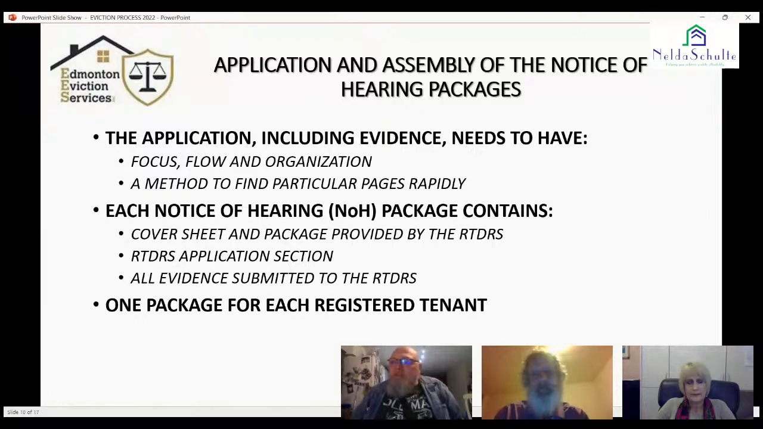So if you have extra evidence or more evidence comes up, which happens from time to time, before the hearing, you can add it. You've got to send it to the tenant at the same time, and it's all got to be done minimum 24 hours before the hearing, and that 24 hours is meant to be one business day, so weekends don't count. And then each registered tenant gets a package. So if you've got 5 people living in there, you've got to serve 5 copies when you serve it.